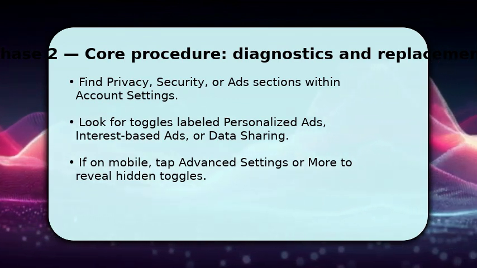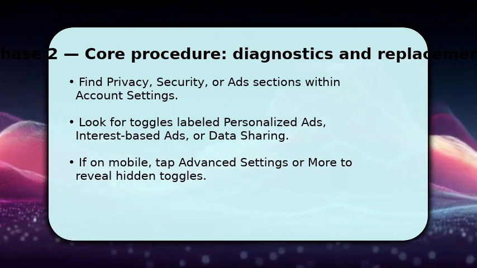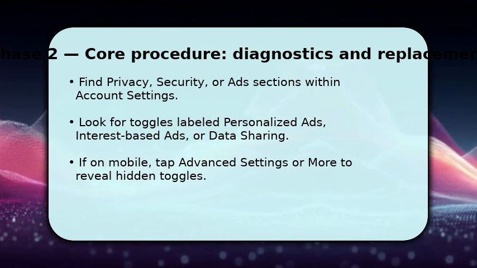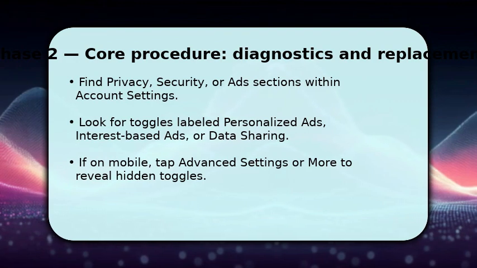Toggle each relevant switch to off. If you're on mobile and don't see options, tap Advanced Settings or More. Those reveal hidden controls. After switching off personalization, pause to confirm each toggle shows off.